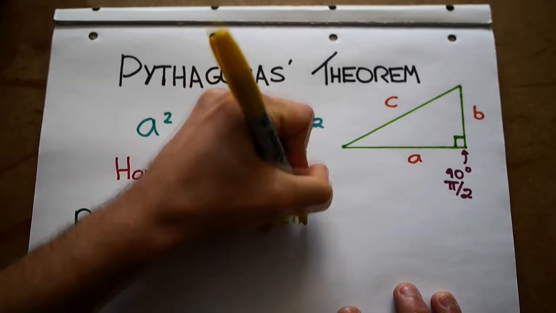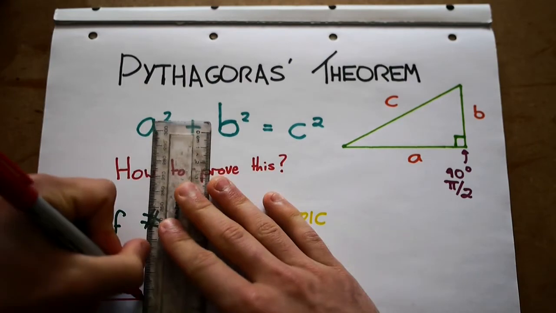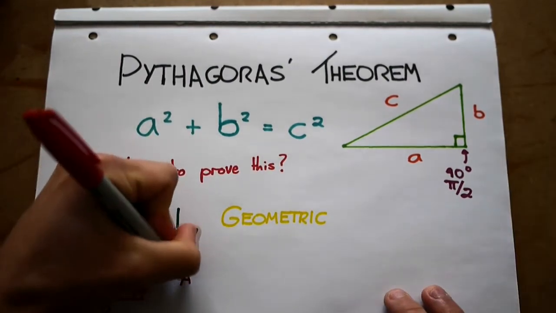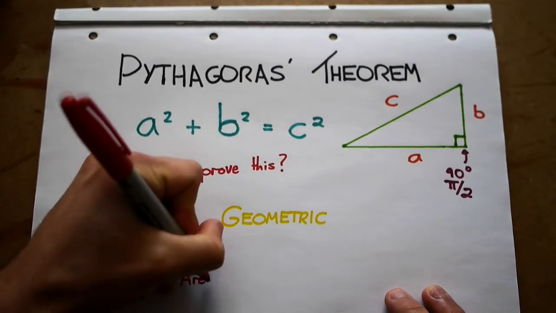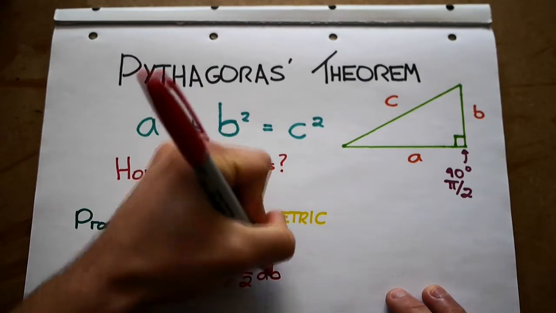It's the first proof I learnt, and in some ways is the most intuitive. We start with our general right-angled triangle, with sides A, B, and C, where C is the hypotenuse. Because the area of a triangle is a half base times height, we know the area of this triangle is a half AB.